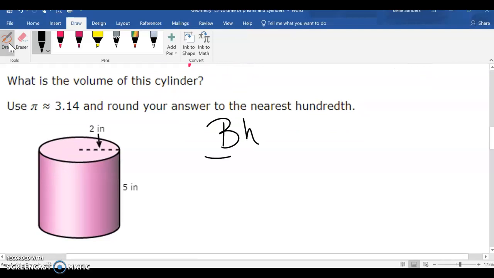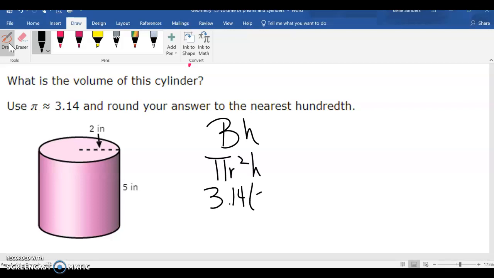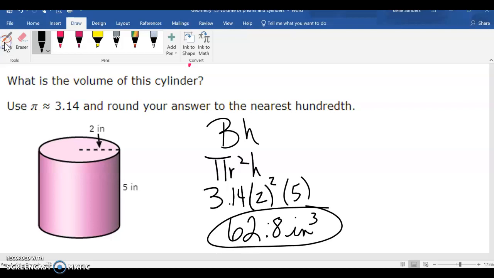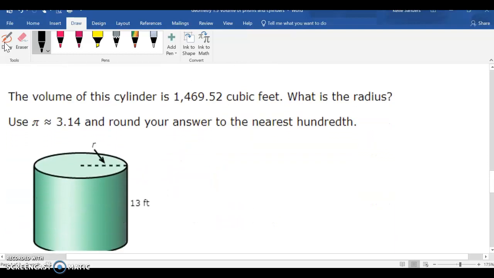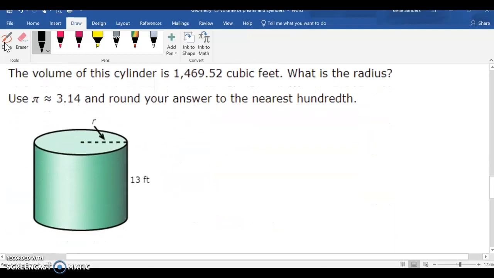Big B, little h, so pi r squared h, 3.14 times 2 squared times 5, 20. 3.14 times 20, 62.8 inches cubed. And now we have work. No, we don't. I don't know why I said that.